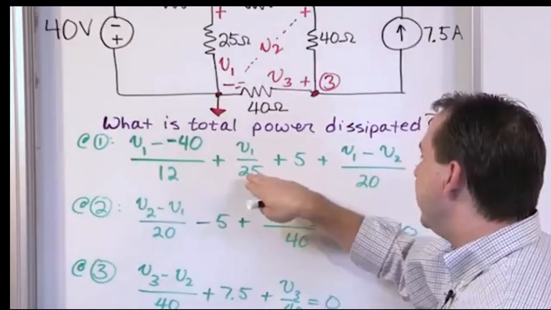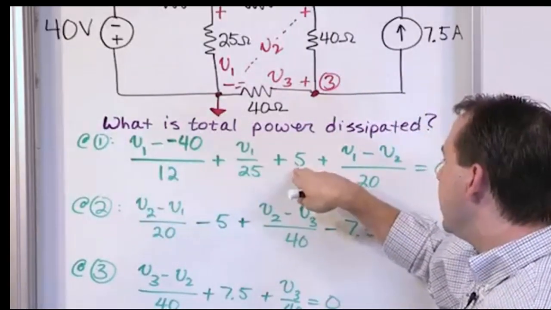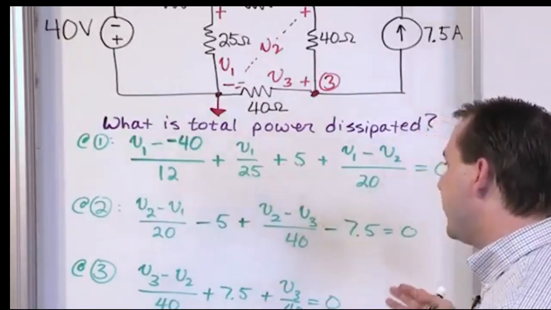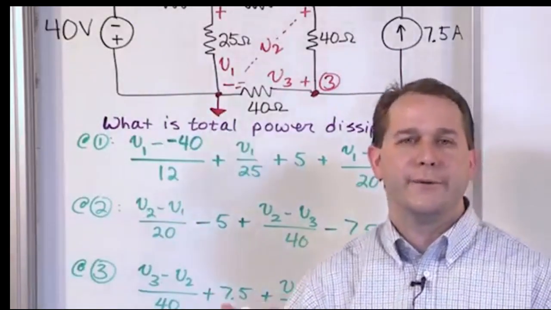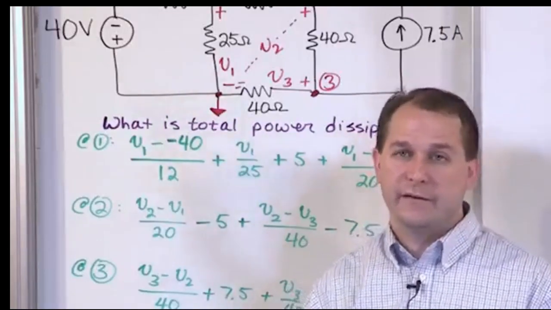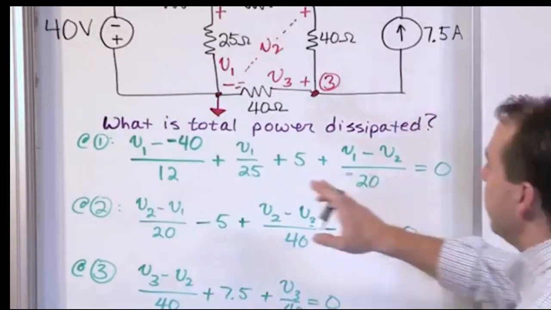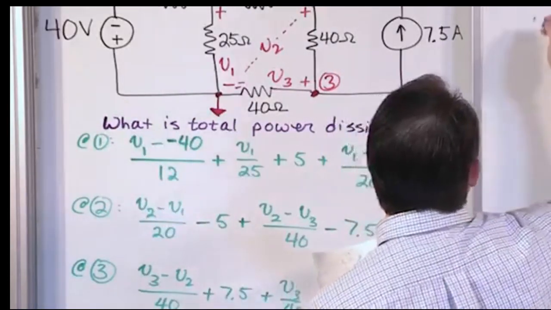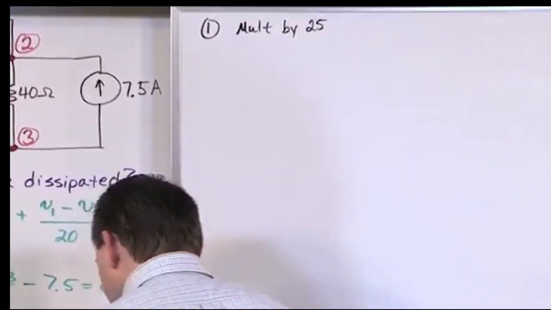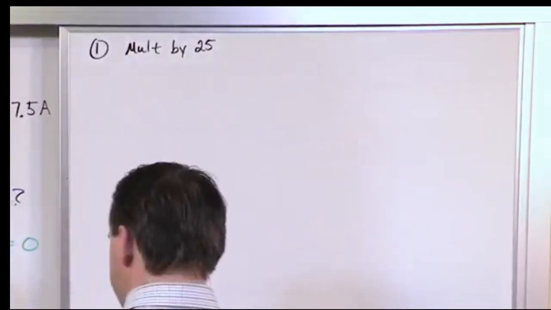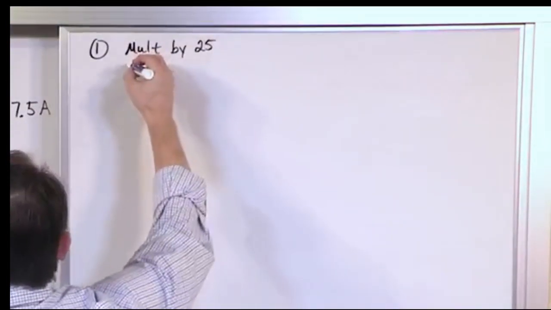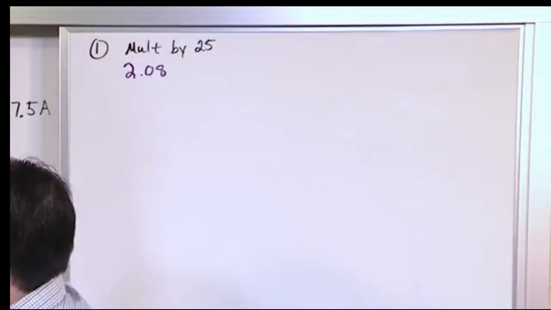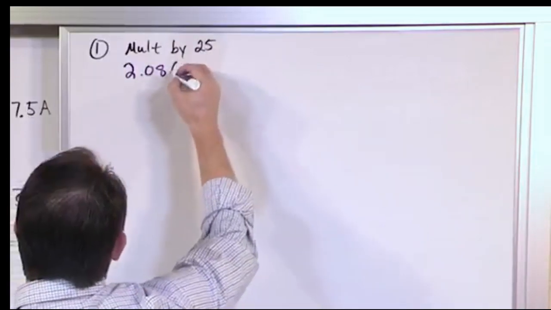That's going to eliminate this for sure. This will be a nice number. This will be not so nice once we multiply by 25. We do the best we can. We try to avoid having decimals running around our equations, but it doesn't always work. So multiplying by 25 over here, we're going to have 25 divided by 12. That's going to give us 2.08. And then in parentheses, we have V1 minus a negative 40, which is V1 plus 40.